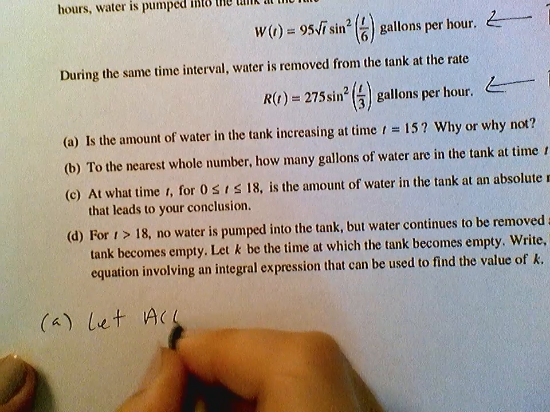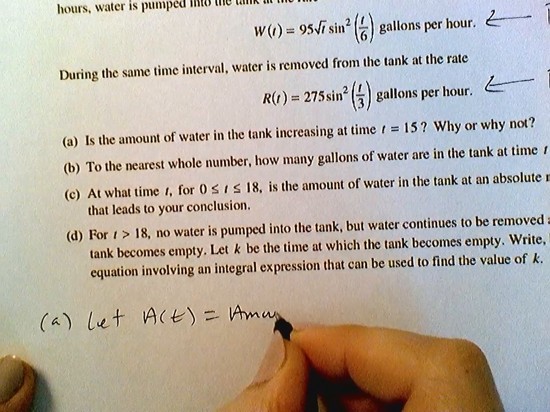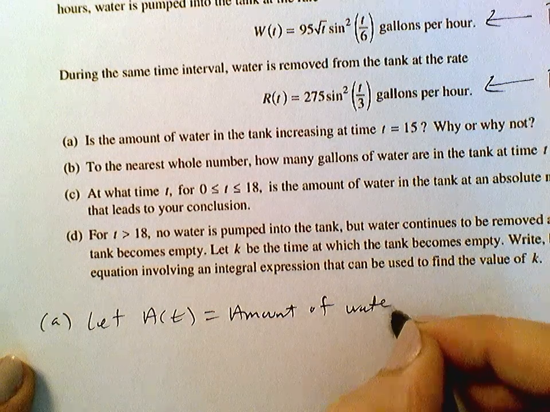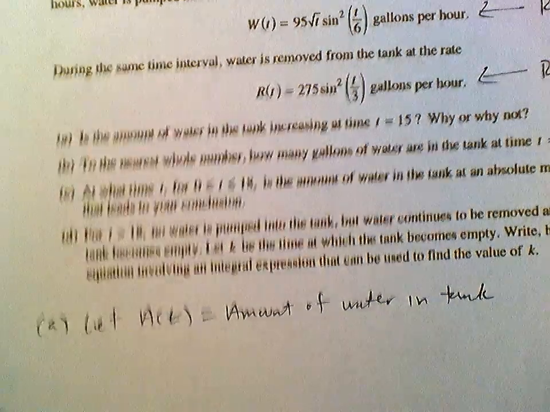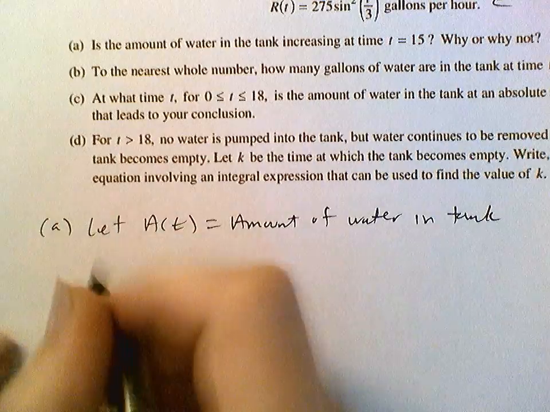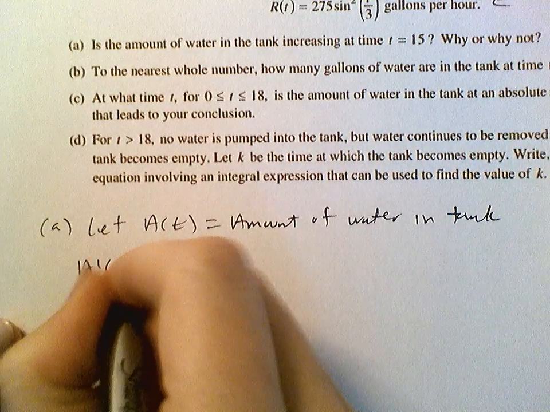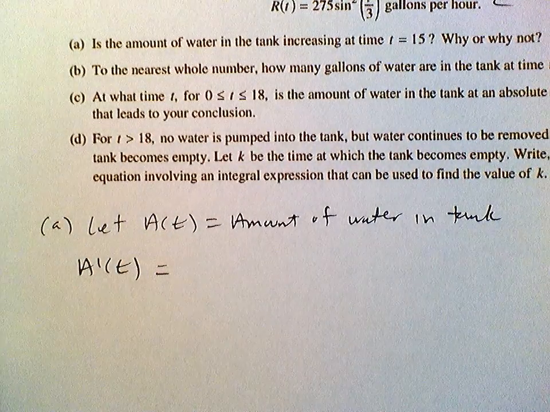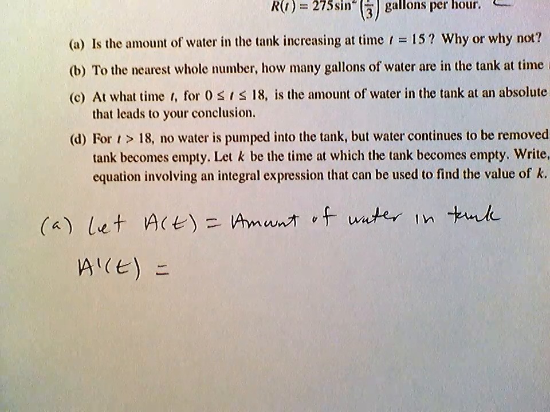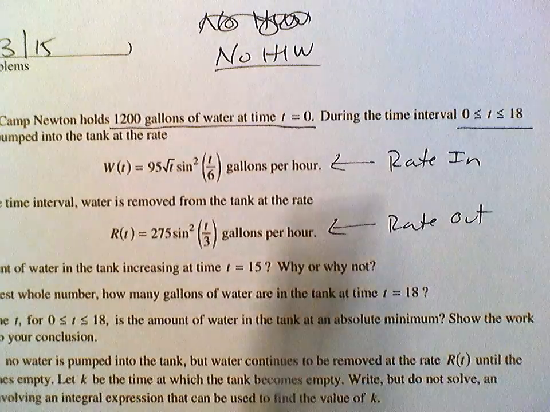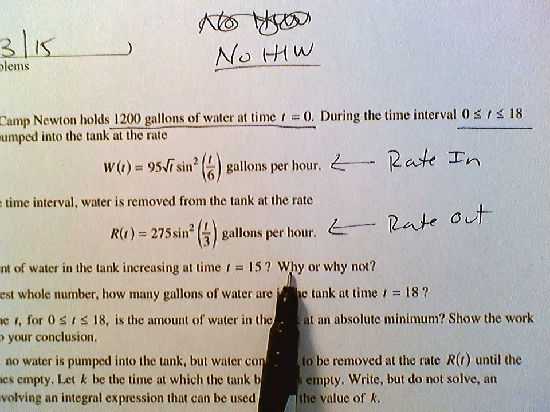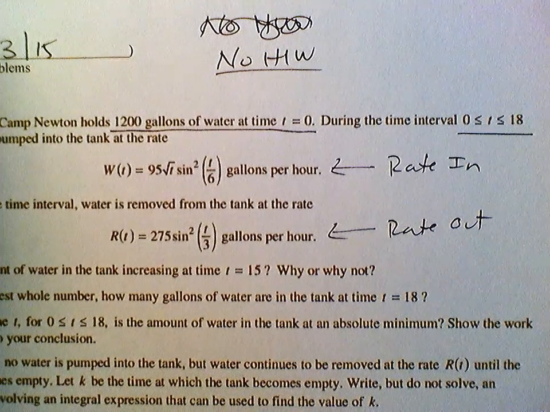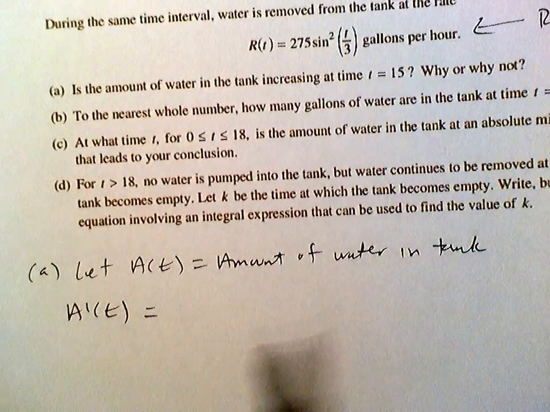So I'm going to let A of t equal the amount of water in the tank. I'm introducing this new function A of t, and what I'm interested in is A prime of t. A prime of t is the total rate of change. I know the rate at which water is going into the tank, and I know the rate at which water is coming out of the tank. So if I want the total rate of change of the water in the tank, I would just subtract them.